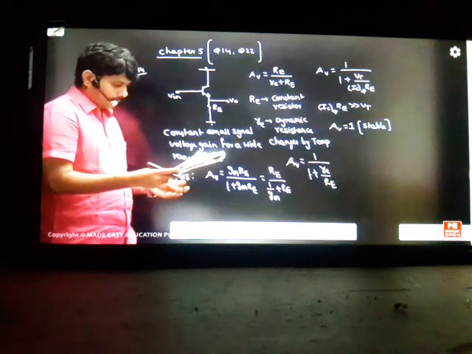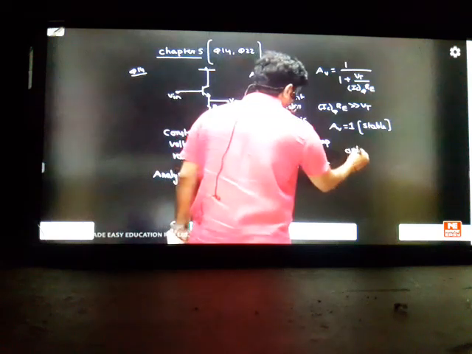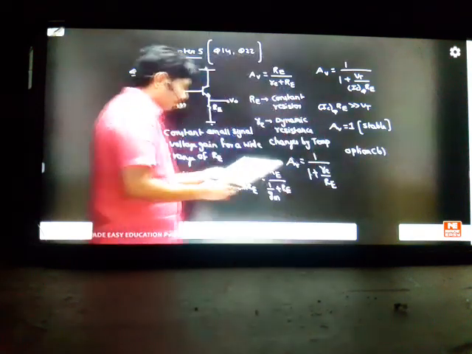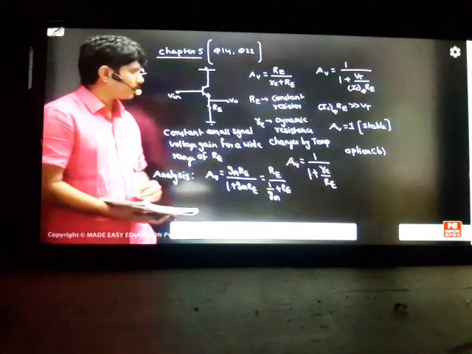GATE 2014 is asking this question. So I'm expecting IC into RE should be much greater than VT, which is correct. So option B you can take as the answer. Option B is the right answer for it. Okay? Option B is correct. Are you agreeing with this point? Option B is the correct answer for this.